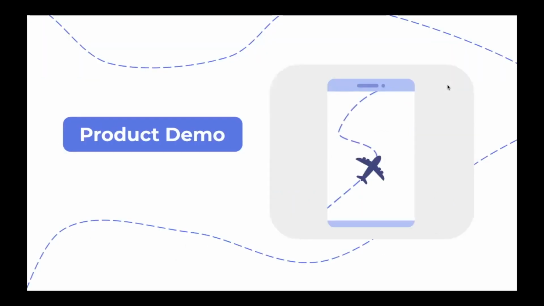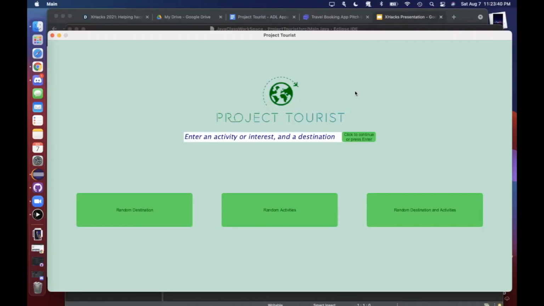Now for a product demo. So this is our graphic user interface, and as you can see, we have our own logos and interactive buttons and even a search bar. And what those three buttons at the bottom do is conjure up a random destination, random activities, or both. But if you want a more specific search or plan, then what you can do is type into the search bar an activity or a destination, such as Los Angeles. And to continue, you simply click the button or press enter.